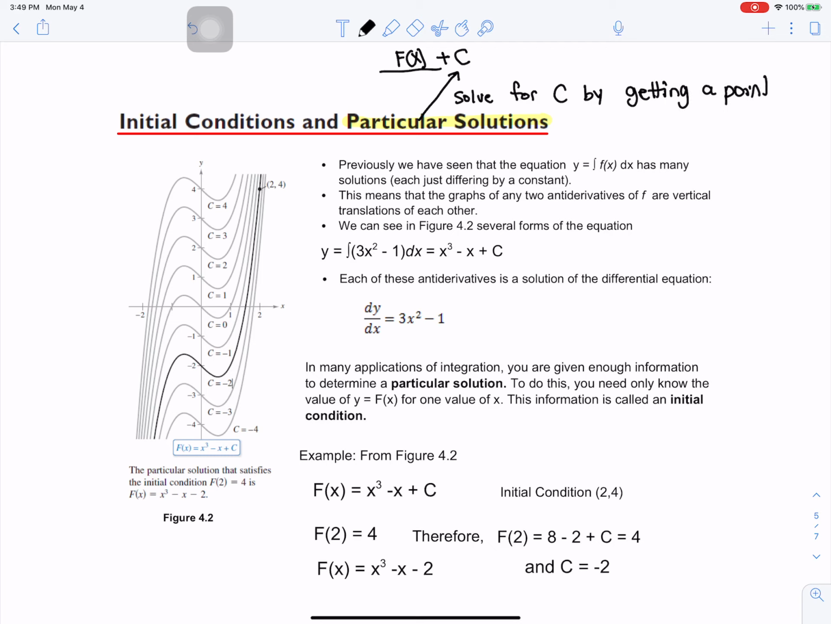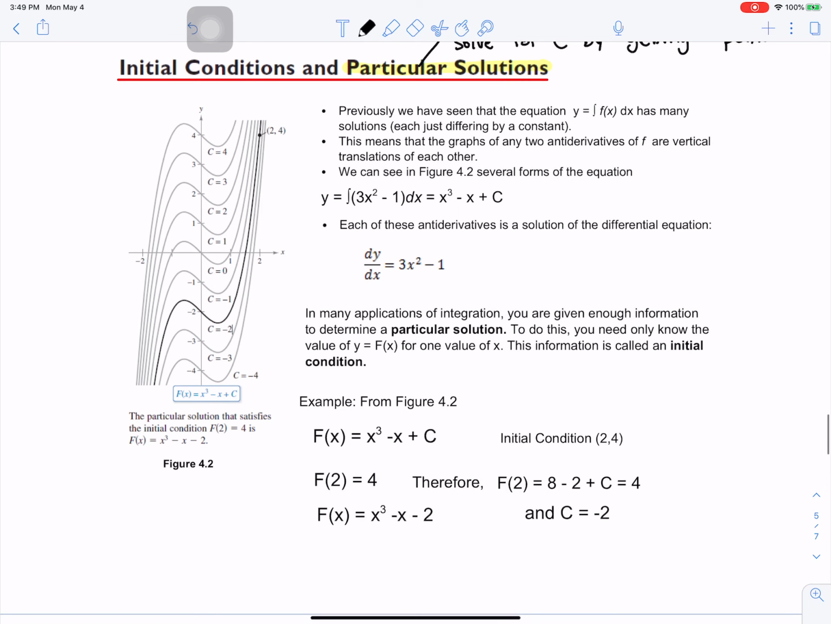If I am not given an additional point on my graph, I can't solve for c, and we call it a general solution. I'm interested in finding a very particular solution, which means I need to be given a point on the graph. So let's look at an example.